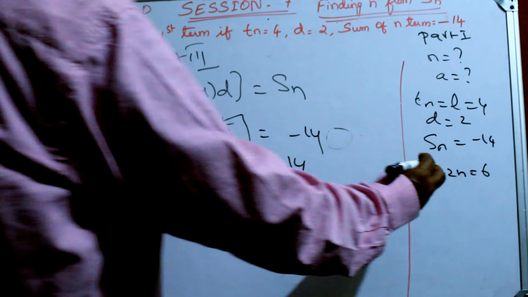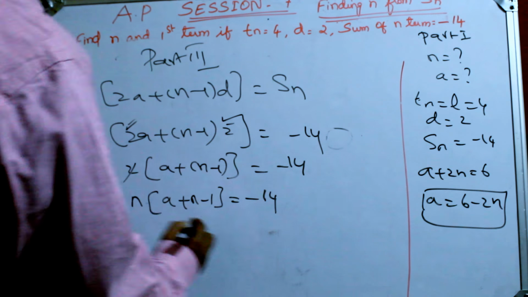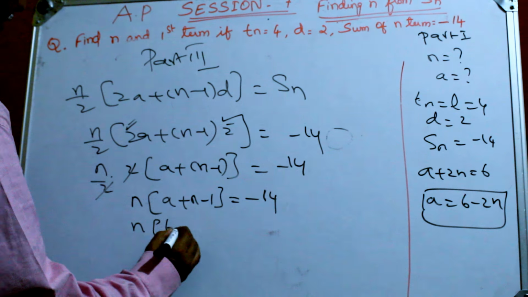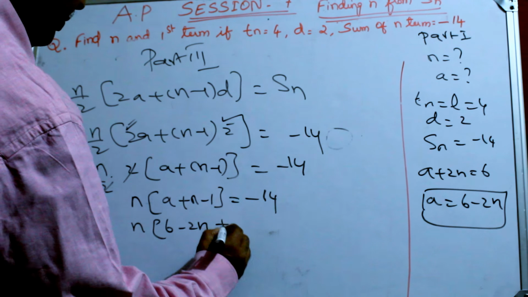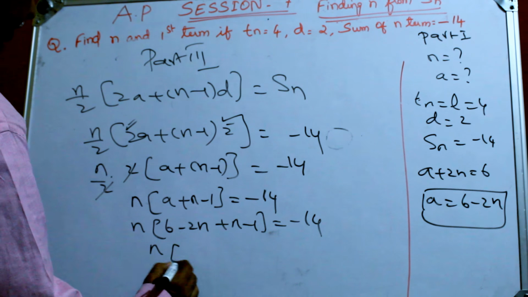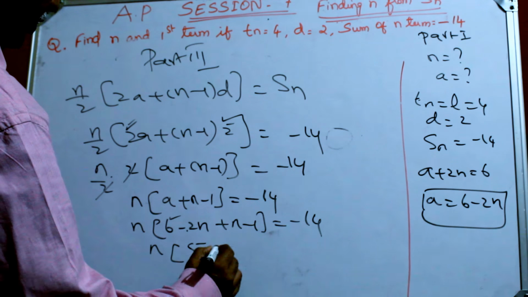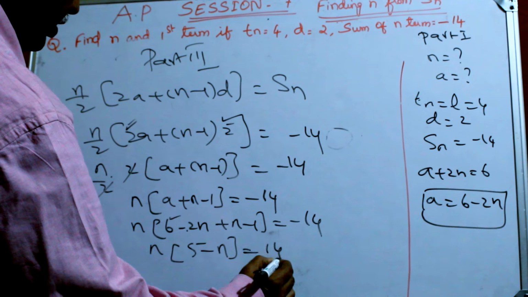Now a is nothing but 6 minus 2n. You take this equation and put in a. Make everything in terms of n. So n into a, you put 6 minus 2n plus n minus 1 equal to minus 14. N into 6 minus 1 is 5, minus 2n plus 1 is minus n, is minus 14.